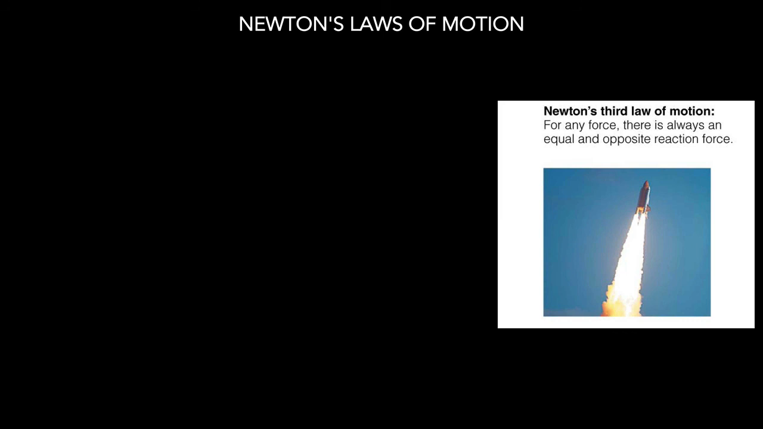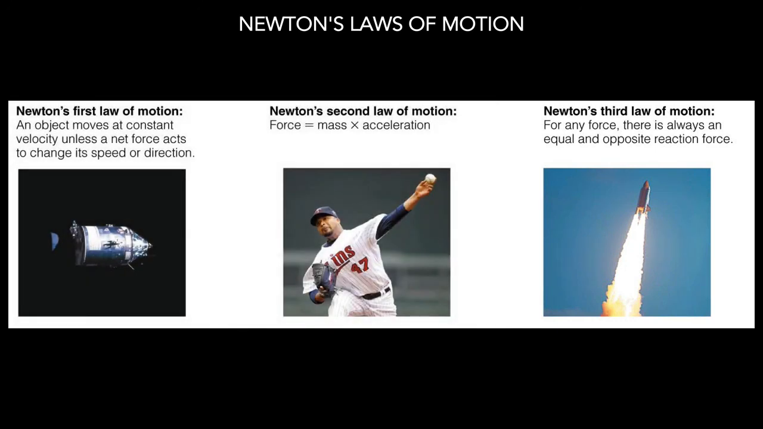Newton's third law of motion tells us that for every force, there is an equal and opposite reaction force. This explains how a rocket works. A rocket engine generates a force that drives hot gas out the back, which creates an equal and opposite force that propels the rocket forward. These laws govern the motion of everything in the universe, and when combined with Newton's universal law of gravitation, they explain everything from the way objects fall on Earth to the orbits and motions of spacecraft, planets, stars, and galaxies.